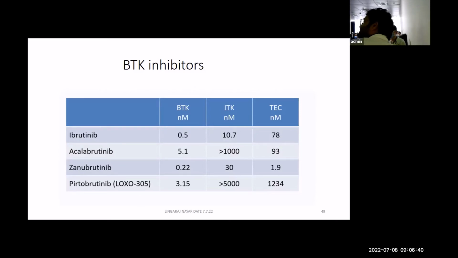Okay, so I will discuss how this is important. When you have ITK and TEC activity, you have a lot of fibrillation. If you have more TEC activity, you have a lot of bleeding. So why is that less with acalabrutinib? Why is that less with pirtobrutinib? It is because of these functions, that they don't inhibit ITK and TEC.